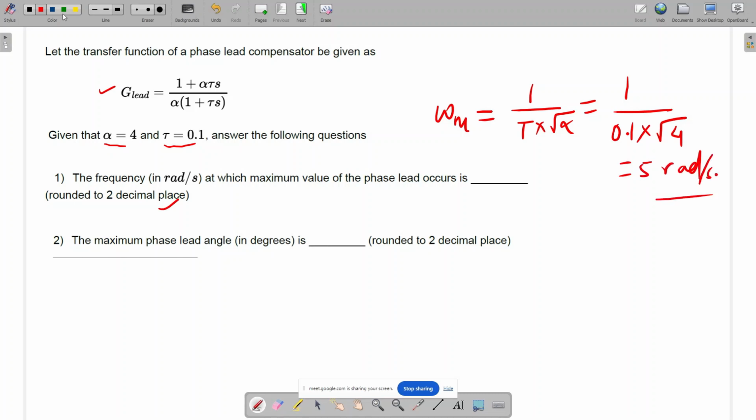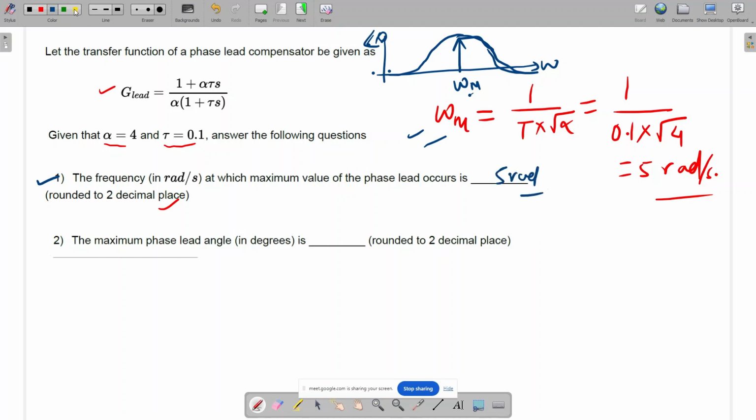At this value of frequency omega, if we draw the Bode plot of the phase angle phi with respect to omega, this kind of waveform will come, and the maximum will occur at omega m. Omega m means the frequency at which the maximum lead will occur. By using this formula, we can calculate it. So the answer to the first question is 5 radian per second.